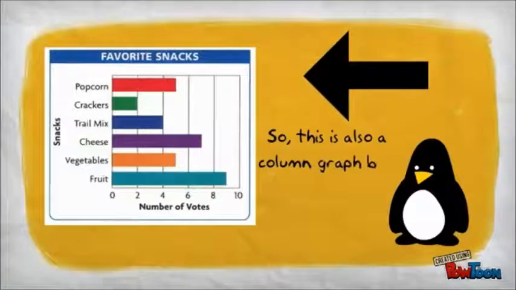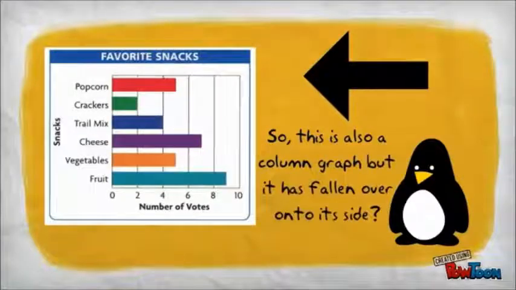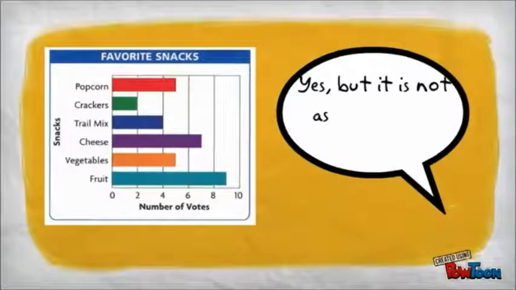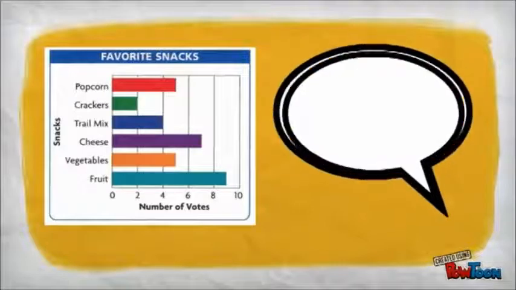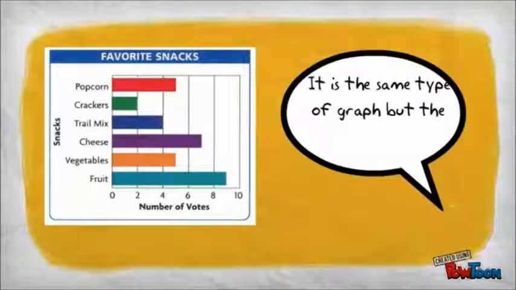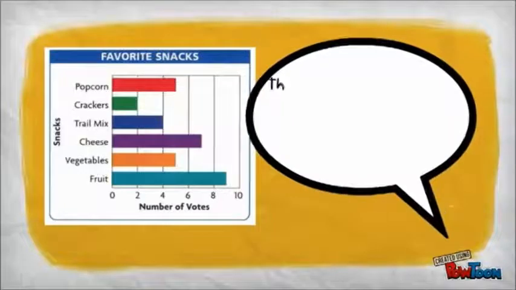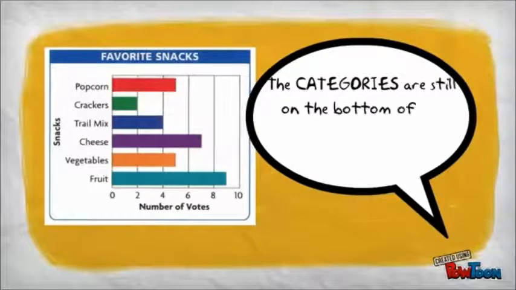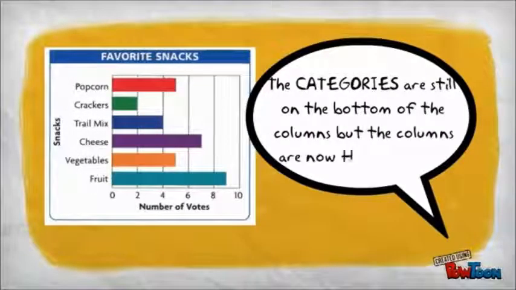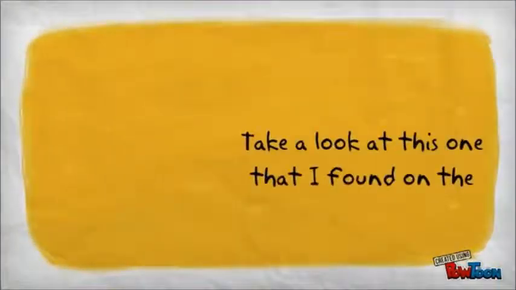So, this is also a column graph, but it has fallen over onto its side? Yes, but it is not as tricky as it looks. It is the same type of graph, but the table has been flipped. The categories are still on the bottom of the columns, but the columns are now horizontal bars. Take a look at this one that I found on the internet.